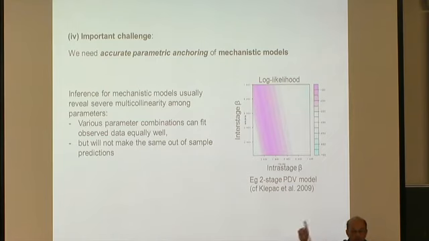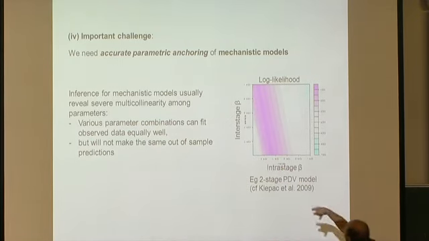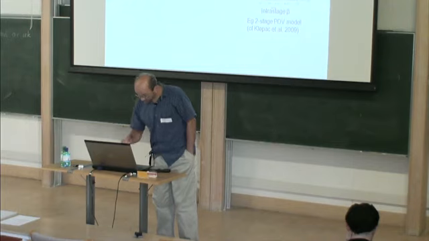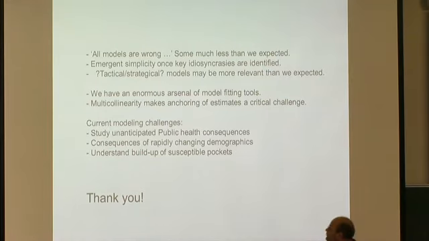And so we need to find a way to anchor. Here's an example of a likelihood ridge that goes right down there. There's pretty much no difference in the likelihood as you go down that ridge. We absolutely need to find a way to anchor these models' estimates somehow, because it's critical where the truth is relative to forecasting into the future. And of course, serology, auxiliary data might be a way to go. And that's all I wanted to say.